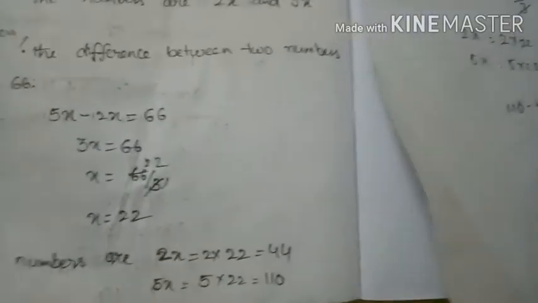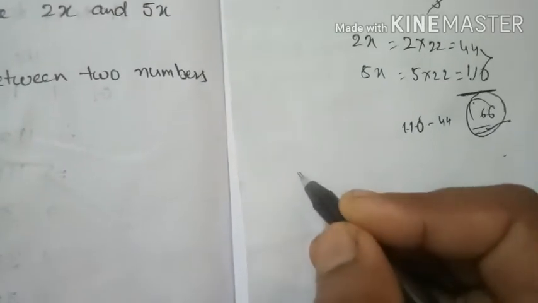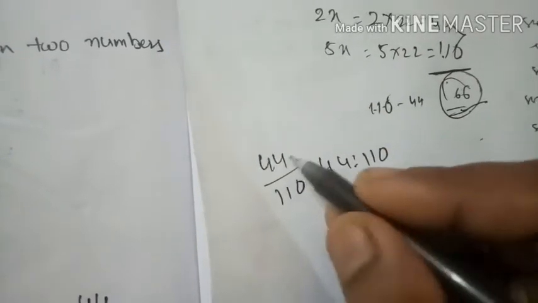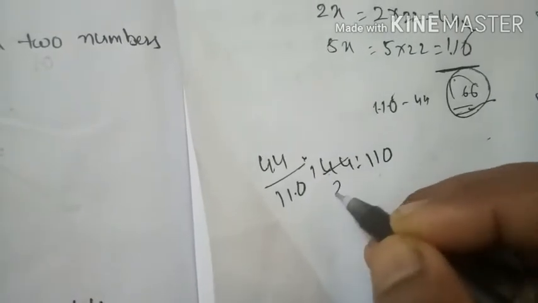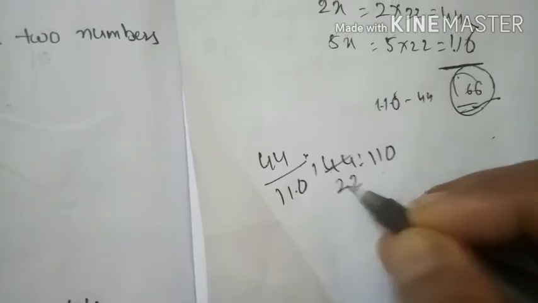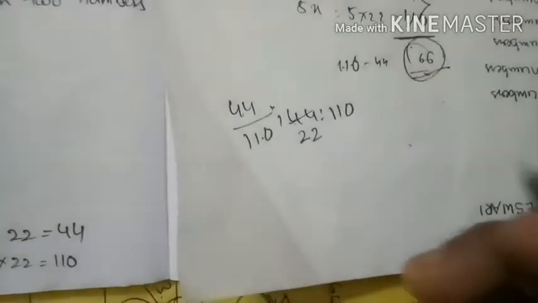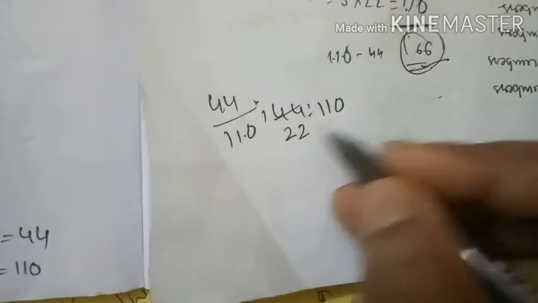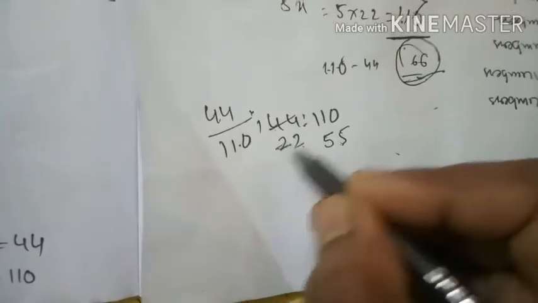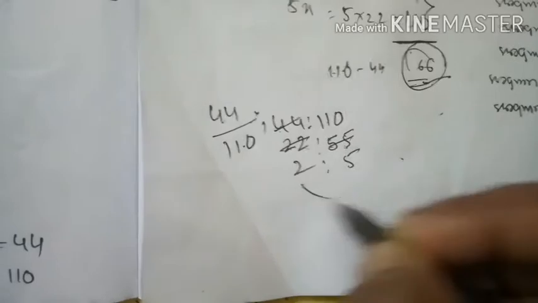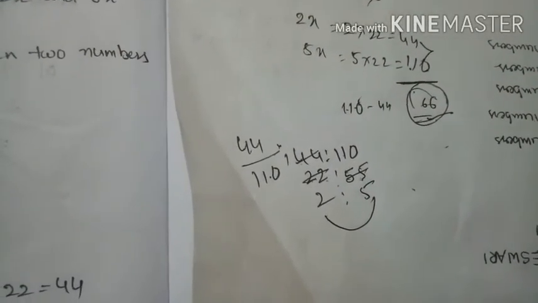Okay, and also check once whether the ratio is true or not. What we got is 44 is to 110. I'm doing simplification of these two values. 2 twos are 4, and 2 fives are 10. Again 22 and 55. That means 11 twos are 22 and 11 fives are 55. Now we got the ratio they have given, 2:5. Yes, so our answer is correct.